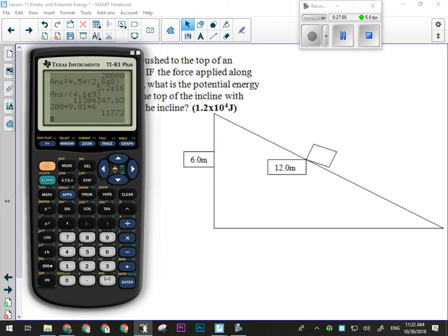Yes, you could find F parallel and you could multiply it by 12 and do all that kind of stuff, but again, it takes longer. You'll arrive at the same answer, but it takes longer. Because you would also on this one have to find the angle because I didn't give it to you. It's 30 degrees.